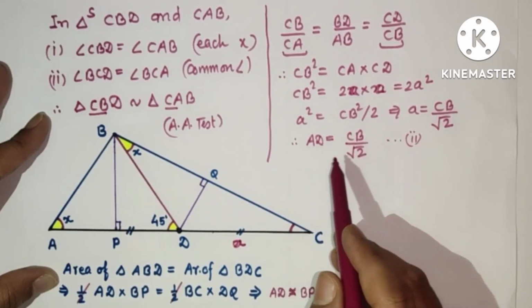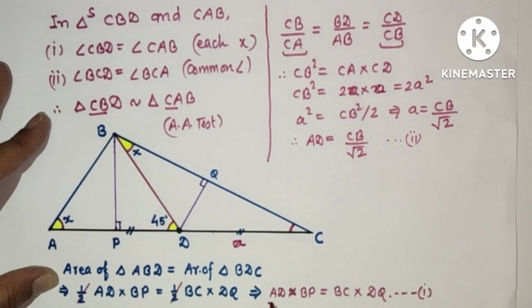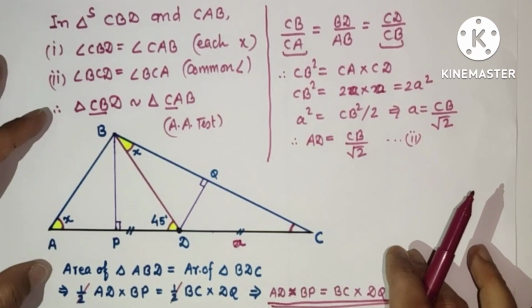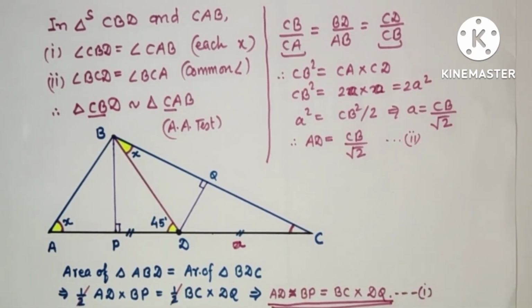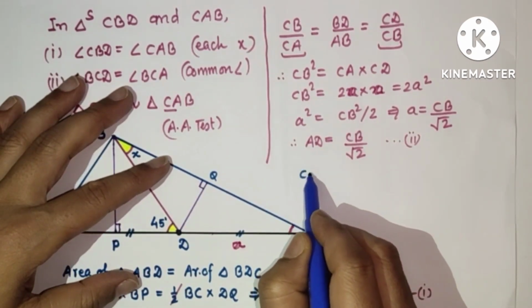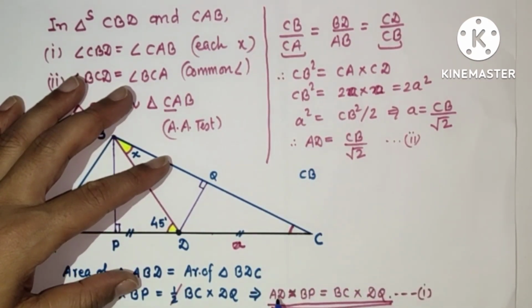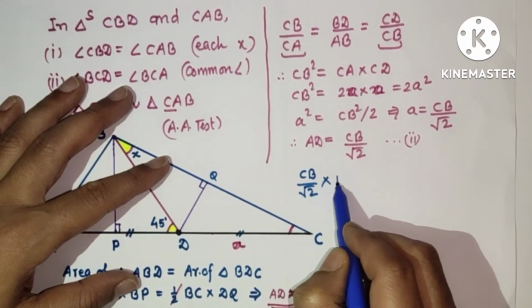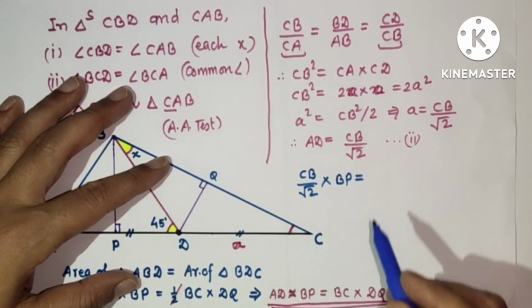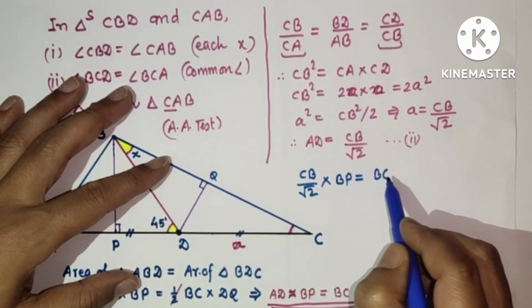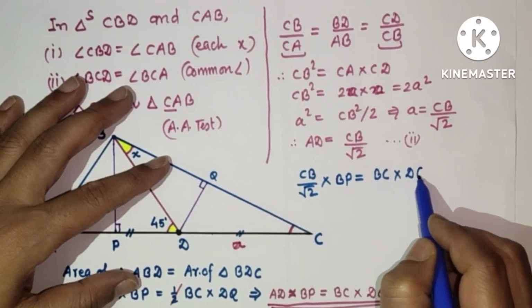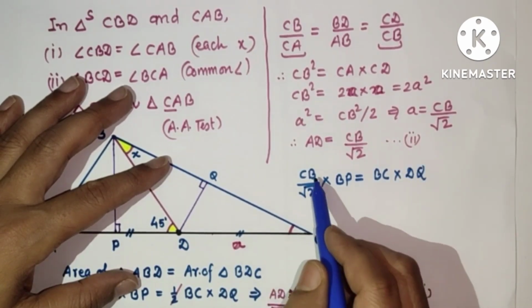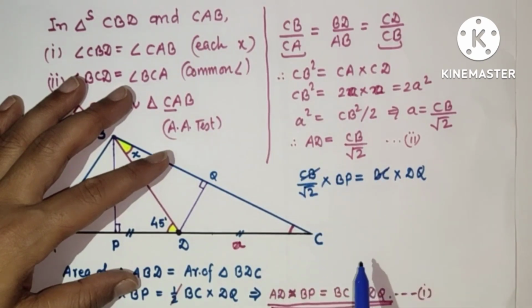Substitute AD equal to CB by root 2 in this relation. So we will get CB by root 2 into BP, equal to BC into DQ. This CB and this CB will get cancelled.